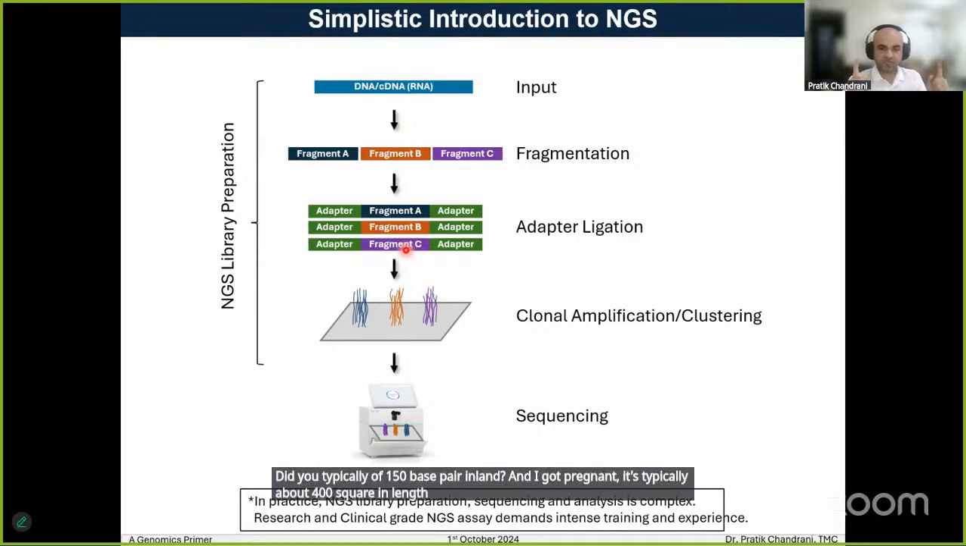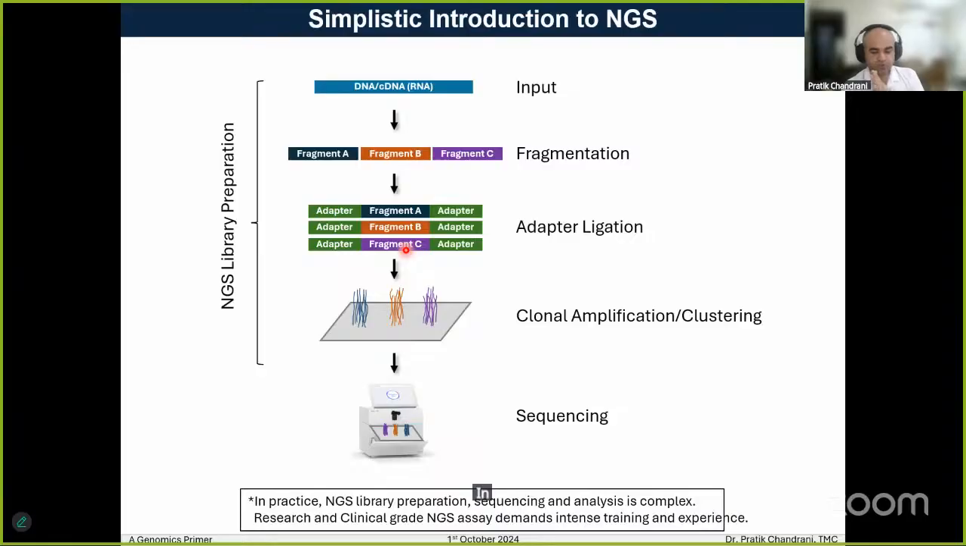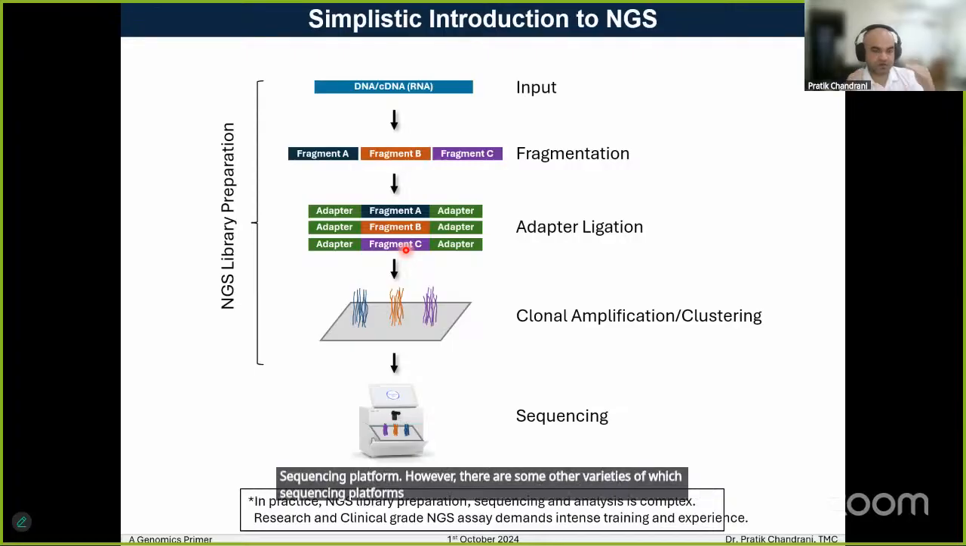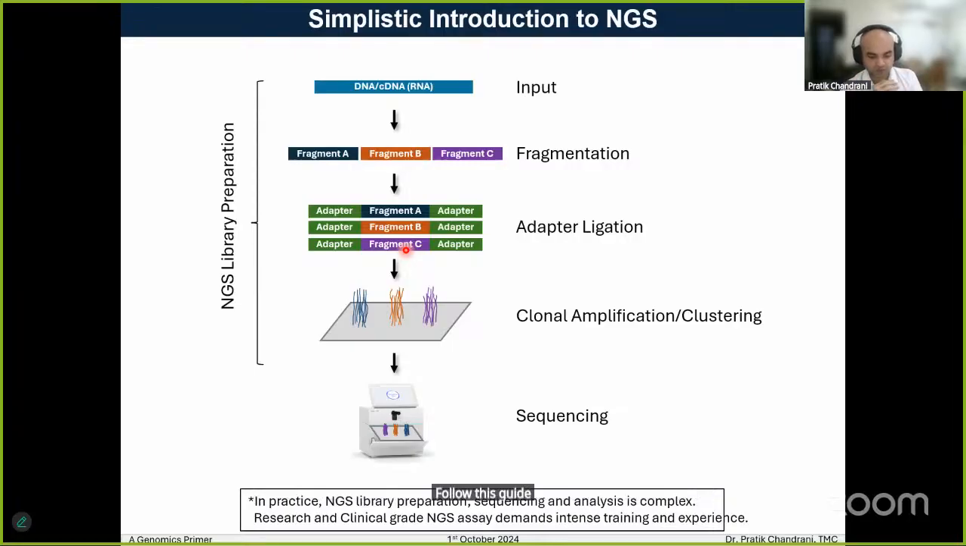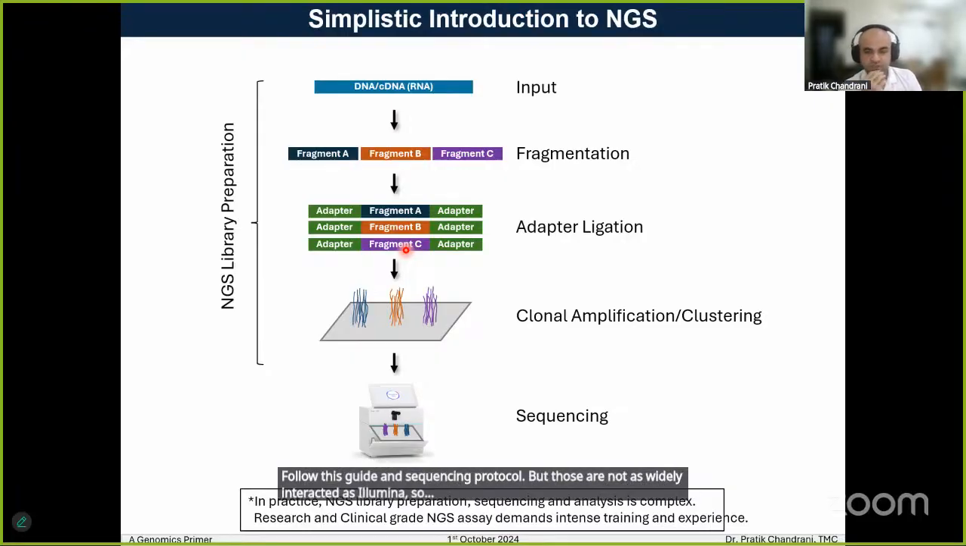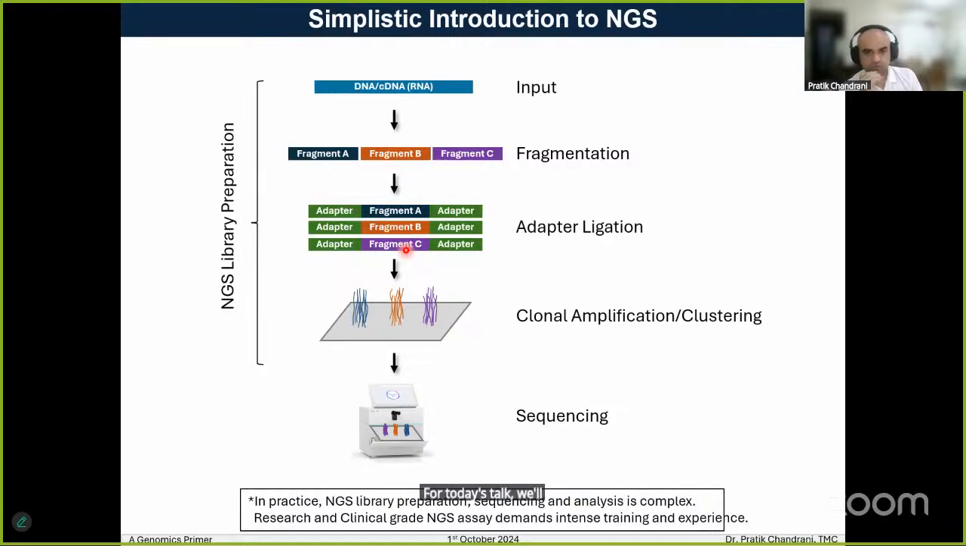On every 400 base pair, we have 150, 150, total 300 base pair covered, and then we have a 100 base pair gap in between these two. So this is the most typical sequencing scenario using the Illumina sequencing platform. However, there are some other varieties of sequencing platforms as well, which do not follow this paired-end sequencing protocol. But those are not as widely in practice as Illumina. So for today's talk, we'll restrict everything to Illumina.